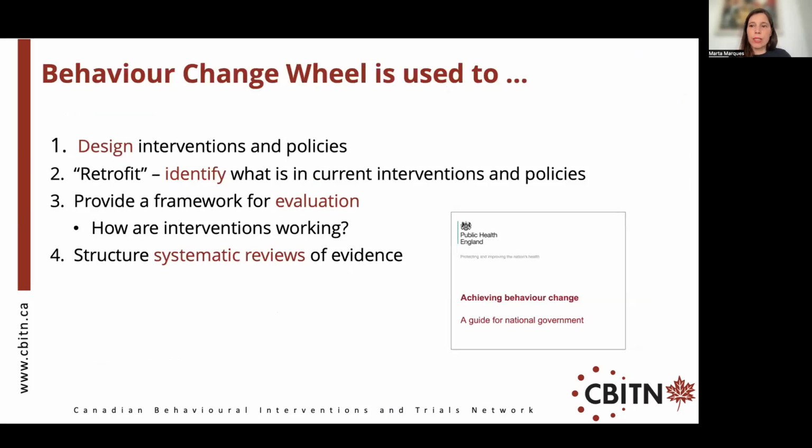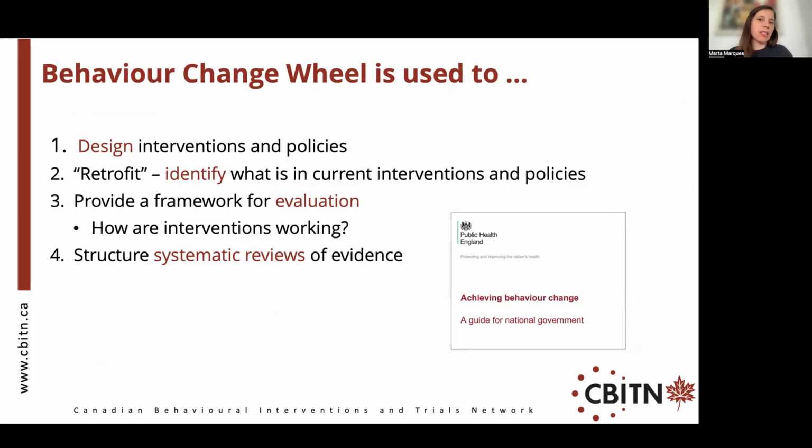The behavior change wheel can be used both to design interventions and policies for behavior change, but also to do a retrofit analysis of what was done in a given intervention or policy. So what were the main aspects that were developed? What were the core or target behaviors? What were the techniques that were implemented?